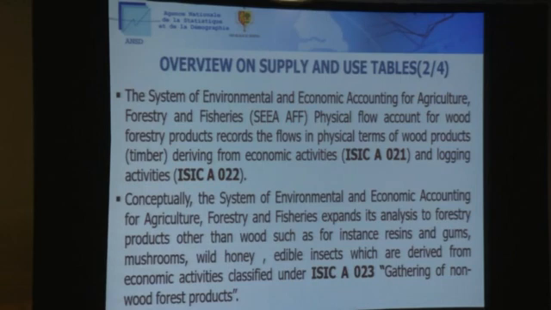The System of Environmental Economic Accounting for Agriculture, Forestry, and Fisheries, physical flows account for wood forestry products, records the flow in physical terms of wood products deriving from economic activities, ISIC A021, and logging activities, ISIC A022. Conceptually, SEEA AFF expands its analysis to forestry products other than wood, such as resins and gums, mushrooms, wild honey, and edible insects, which are derived from economic activities classified under ISIC A023, gathering of non-wood forest products.